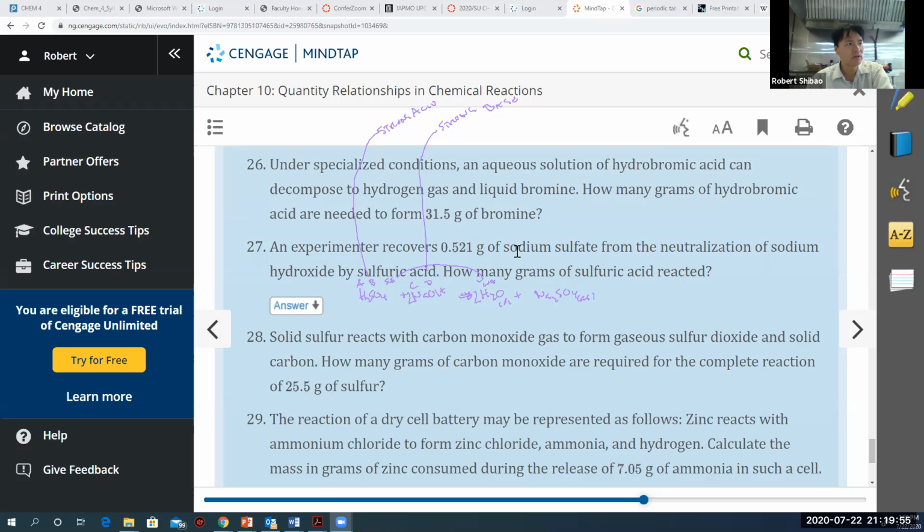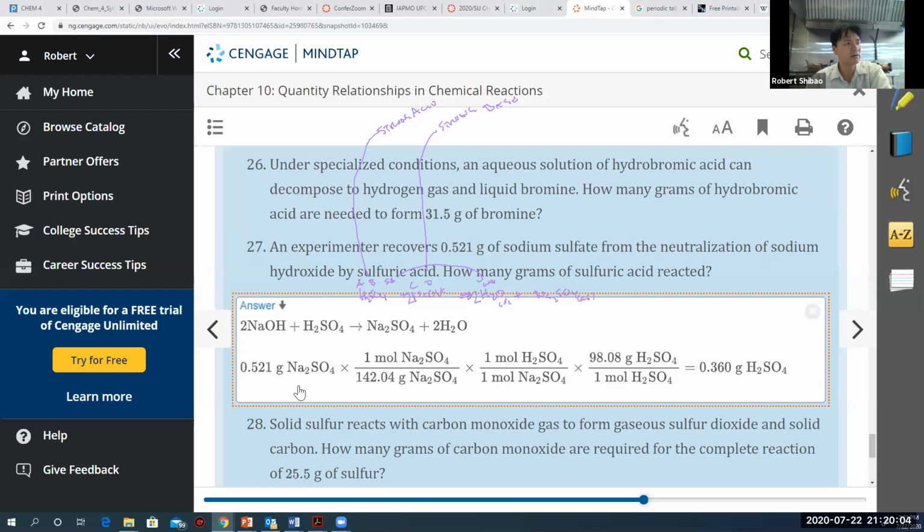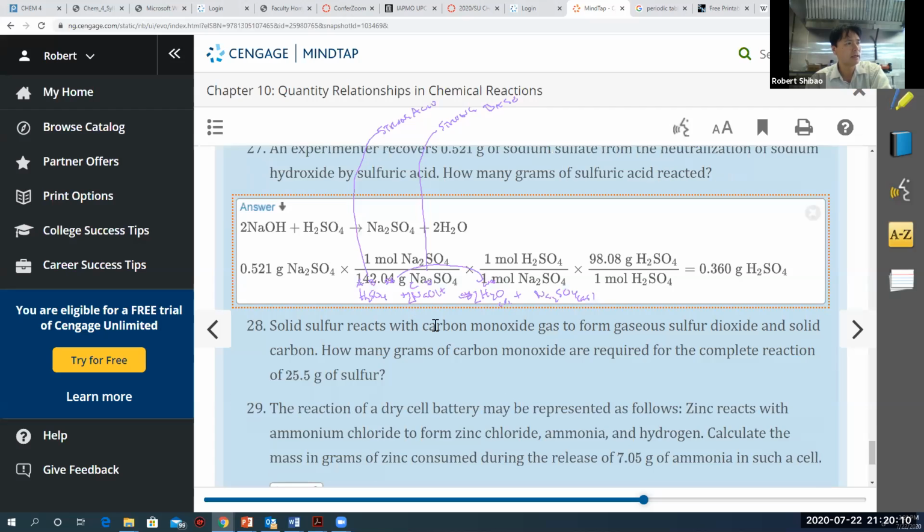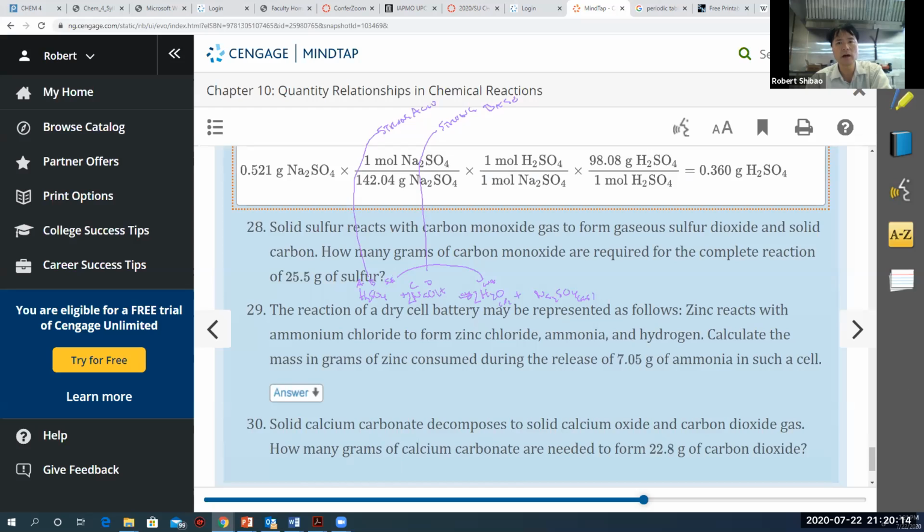And so we have grams of sodium sulfate, this stuff, to moles of sodium sulfate to moles of sulfuric acid, moles of sulfuric acid to grams. So this is your standard grams of A to moles of A, moles of A to moles of B, moles of B to grams of B. So you're starting to see, this is a very common problem, this setup here.